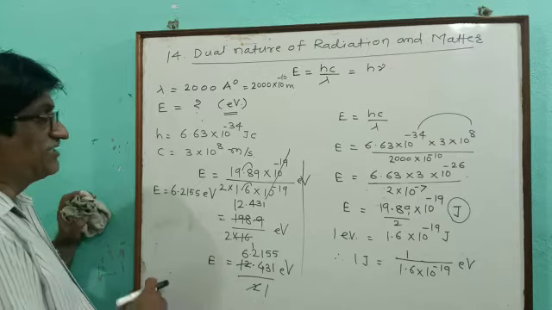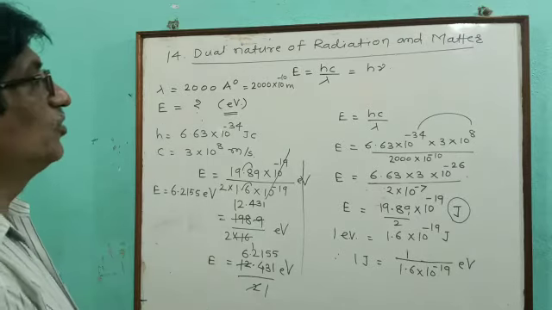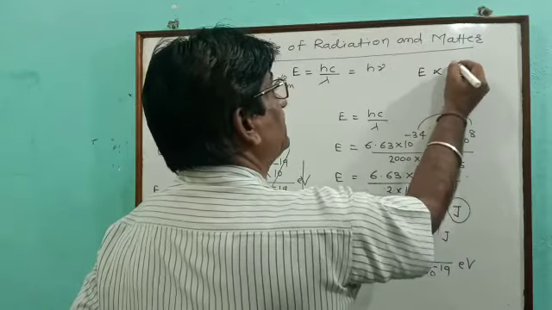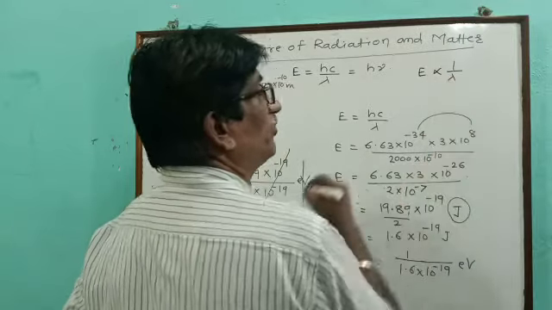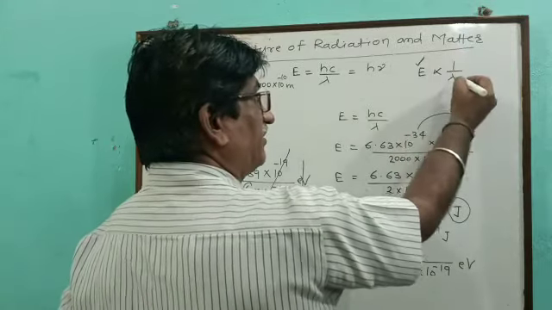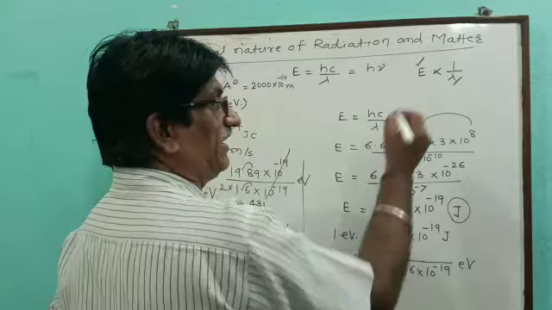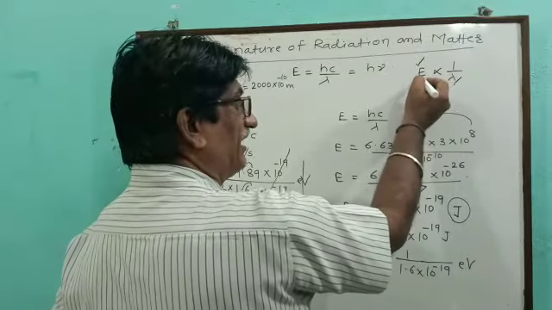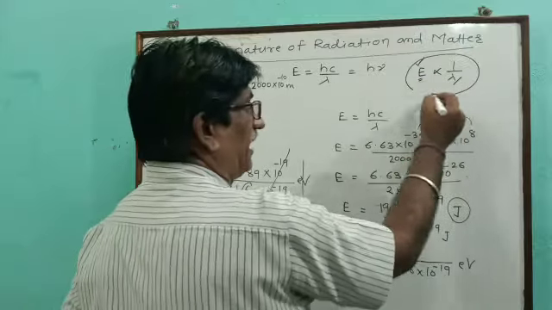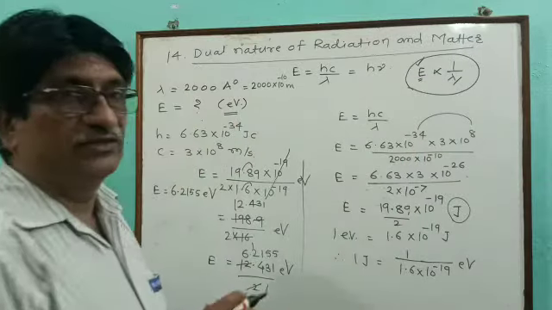So your answer will be decreasing. So here we can say that energy is inversely proportional to wavelength. If energy is increased, wavelength will be decreased. If wavelength is increased, energy will be decreased. And that proves Planck's quantum theory.